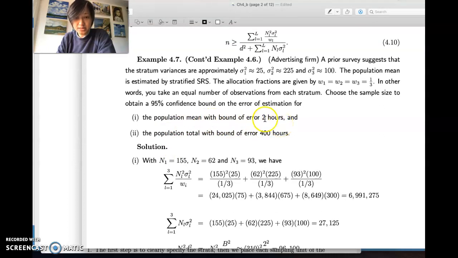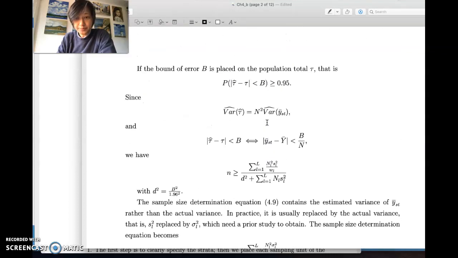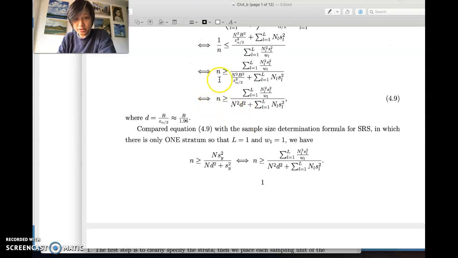So now in this case, the B for the bound of error is 2. So we can apply formula 4.9 to find the sample size requirement. Within the stratum, we were given all of the N_L, the population size, and we were given sigma squared. So we can replace the S_L squared by sigma_L squared. And little W_L is 1/3. We equally divide the sample size into 1/3, 1/3, and 1/3.